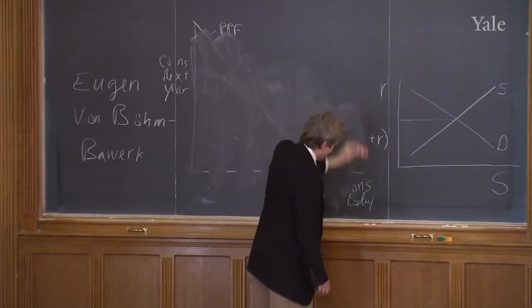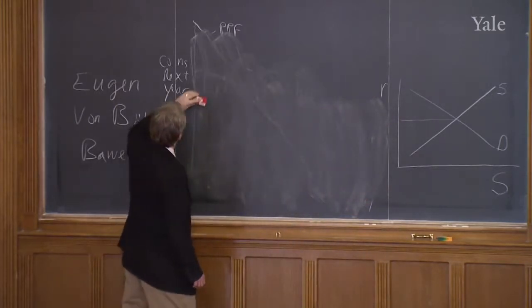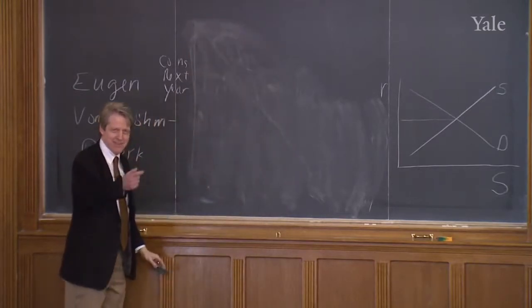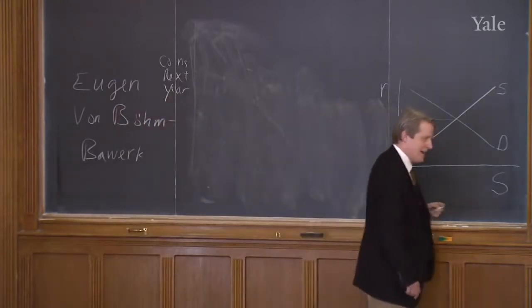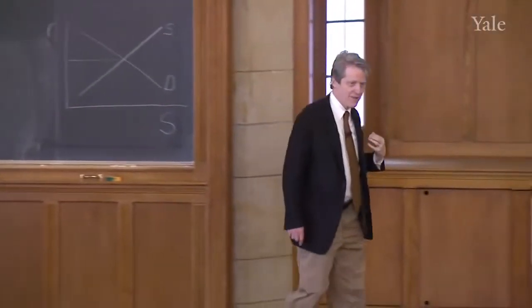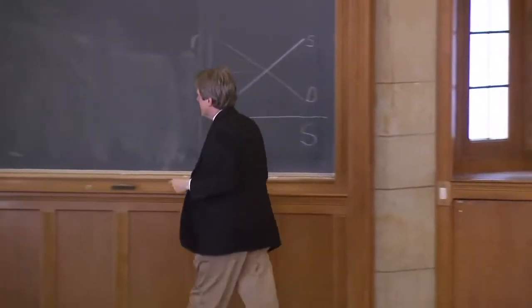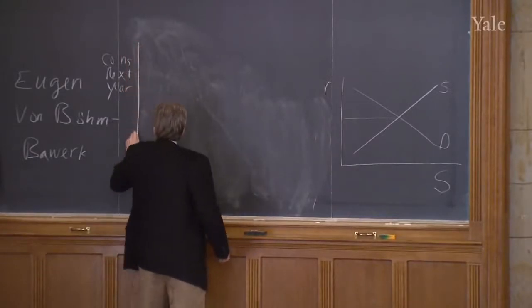There's two Robinson Crusoes on this island. Let's start out with autarky. They haven't discovered each other yet. They're on opposite sides of the island. They have the same technology. They have the same production possibility frontier, but they live on opposite sides of the island, and they don't trade with each other.